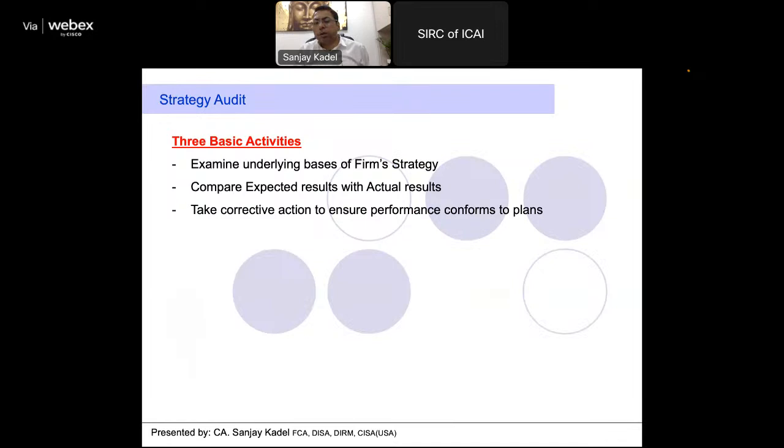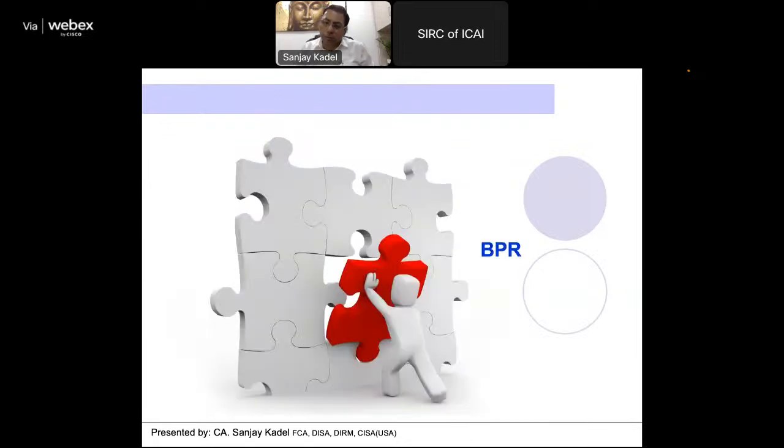Second activity is you compare the expected results with the actual results. So if you have not achieved actual results, you try to find out the reasons. Third activity is to take corrective action to ensure performance conforms to the plans. So you prepare an audit report where you bring out the observations and also give recommended actions for conforming to the expected plans or expected performance. So strategy audit can be done.